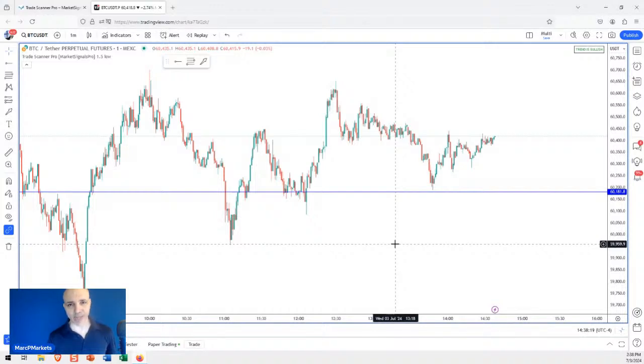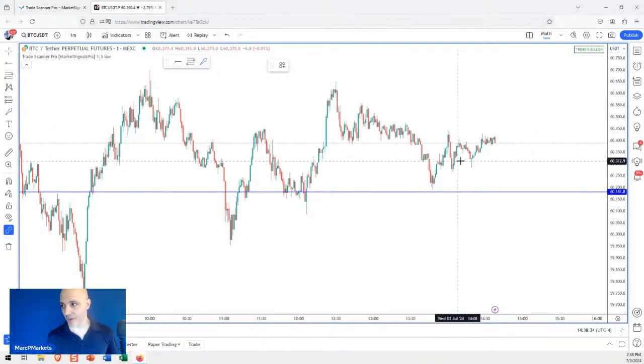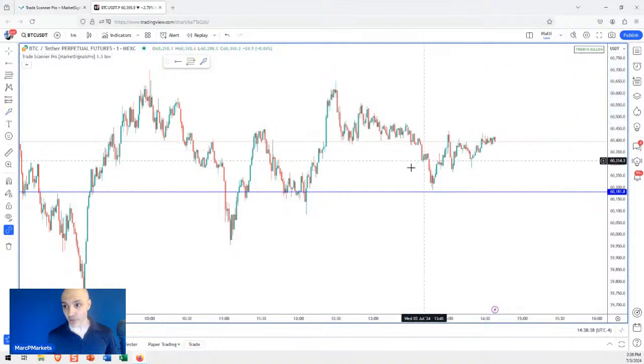Because again, this all goes back to TradeScanner Pro. What mode should I be in? I have to choose a mode. Trend. Giovanni says trend. Yeah, because look, the trend on the 1 minute is bullish.